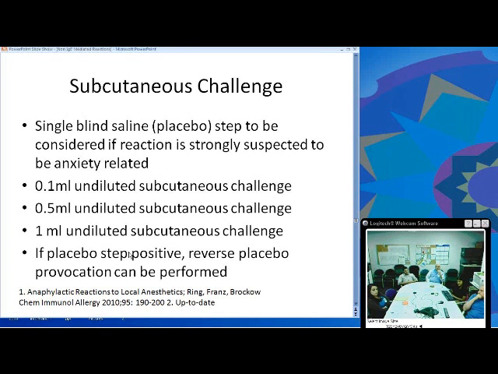Actually, the authors of this article suggest that if the placebo step is positive, people can just stop there, but they do suggest that reverse placebo provocation can be performed. So the patients are informed that this will be blind, and they will be told about what was used at the end of the challenge. So they add a step where they give the local anesthetic, but tell the patient that it's placebo, and see if they react to it. That way, if the placebo was positive and they tell the patient this was just a placebo, it would basically cause frustration on the part of the patient.